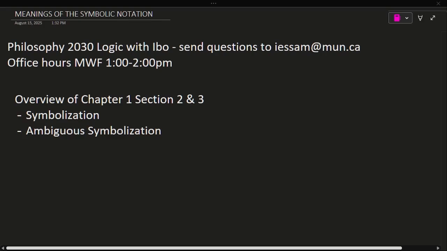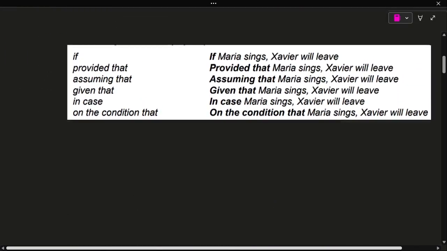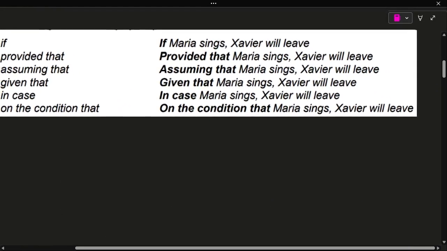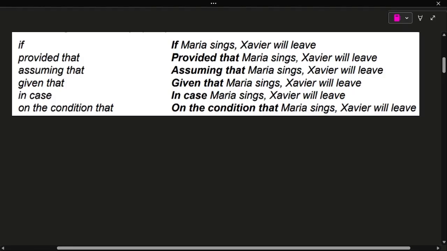Today we'll be going over chapter 1, sections 2 and 3. We'll be going over symbolization, as well as ambiguous symbolizations. To begin, we'll look at the conditional subsets and how we can define them.